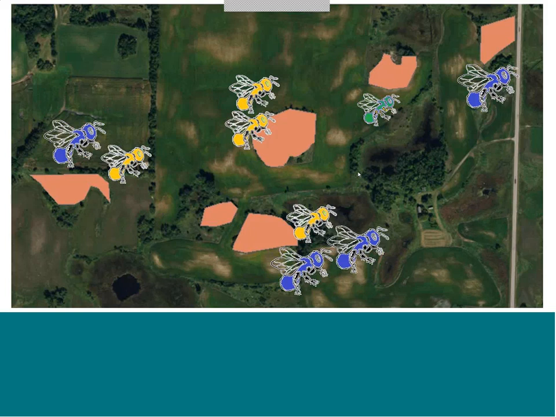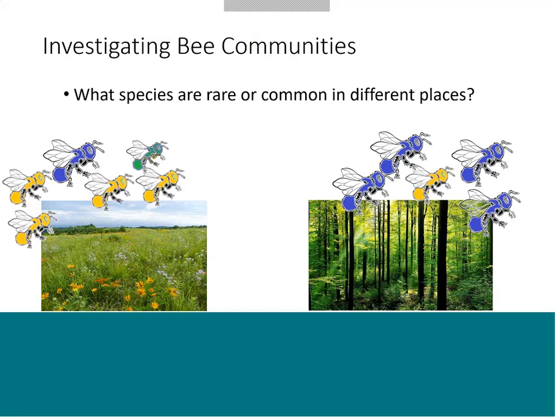So that's what community ecology is concerned with. How do we understand the patterns of species that present themselves at different sites? And how do those sites affect which species show up too? Kind of the converse of that question. So, how do we understand patterns of bees at different locations?